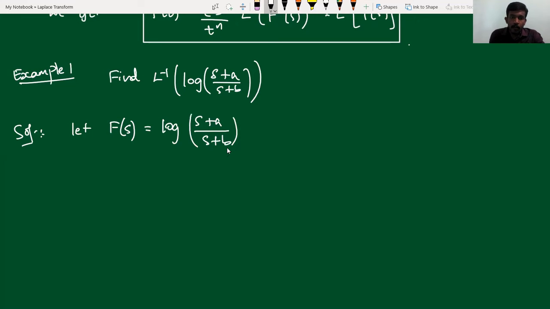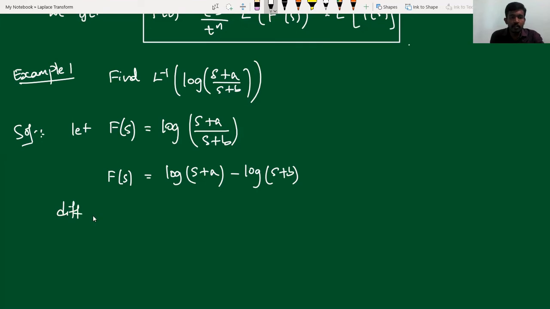Now, by using the logarithmic property, I write the given function F of s in the form of, see here, it is log m by n, which can be written as log m minus log n. So it is log (s plus a) minus log (s plus b). Now I follow the steps of the working rule. The first step is I have to differentiate until the log function gets eliminated.